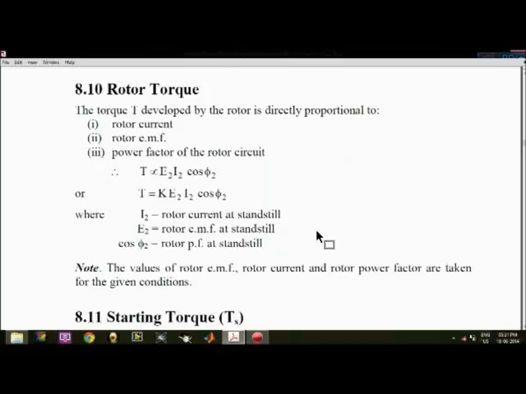Now next, coming to the rotor torque. The rotor moves with a torque, and this torque developed in the rotor is directly proportional to the rotor current, the EMF and the power factor. So this torque is given as E2 I2 cos phi 2, or we can say T equals K, a constant, into E2 I2 cos phi 2, where I2 is the rotor current at standstill, E2 is the rotor EMF at standstill, and cos phi 2 is the rotor power factor at standstill. The values of the rotor EMF, rotor current and power factor are taken at given conditions.